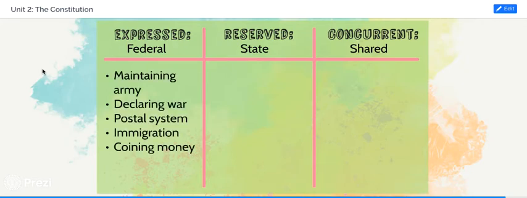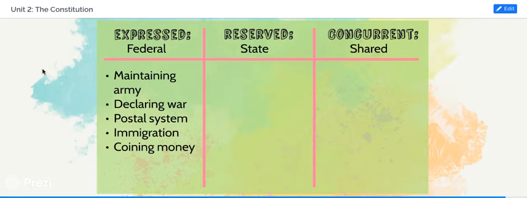So for express powers, having an army is something that only the federal government should be able to do. Because if we think about this, we tried this whole every state for themselves in the AOC, and nobody knew whose job it was to stop this man, Daniel Shays, from blowing up a building when all they had was state militias.